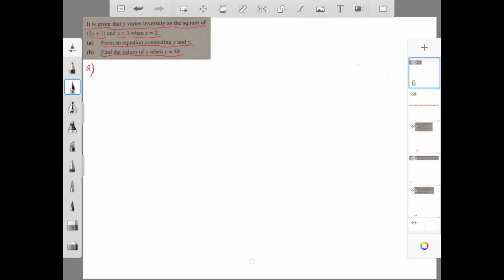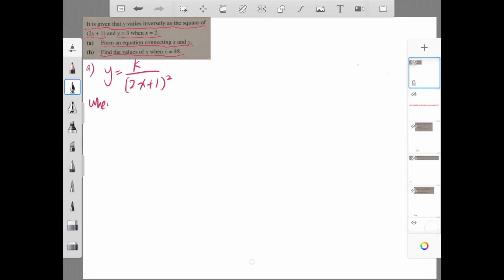For part A, y varies inversely as the square of 2x plus 1. So this means that the equation is y is equal to k over the square of 2x plus 1, right? It is not square root, it is the square. A lot of students actually misread the word. They thought it's square root, but it's actually square. So now it's the square, so 2x plus 1 square, right?